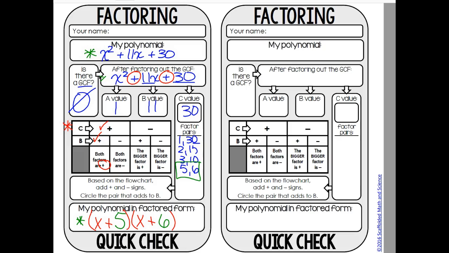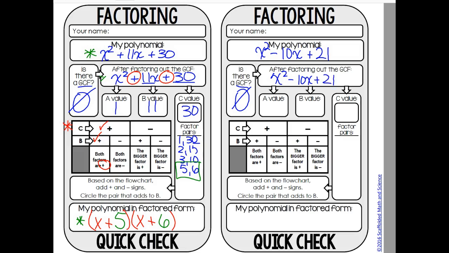Now, let's try another one on our second template here. The second one I want you to write down and try is x squared minus 10x plus 21. What do you see? That's a little bit different. My signs are just a little bit different. But the first question we always ask ourselves is, is there a GCF? No GCF. Okay, so let's copy down what we've got left: x squared minus 10x plus 21.